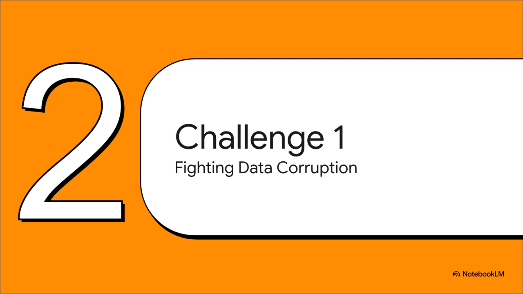Okay, first up, data corruption. We're sending data as a series of these tiny little electrical or light pulses that represent ones and zeros. But electrical noise is literally everywhere, and it can flip those bits, turning a 1 into a 0 or a 0 into a 1, just like that.